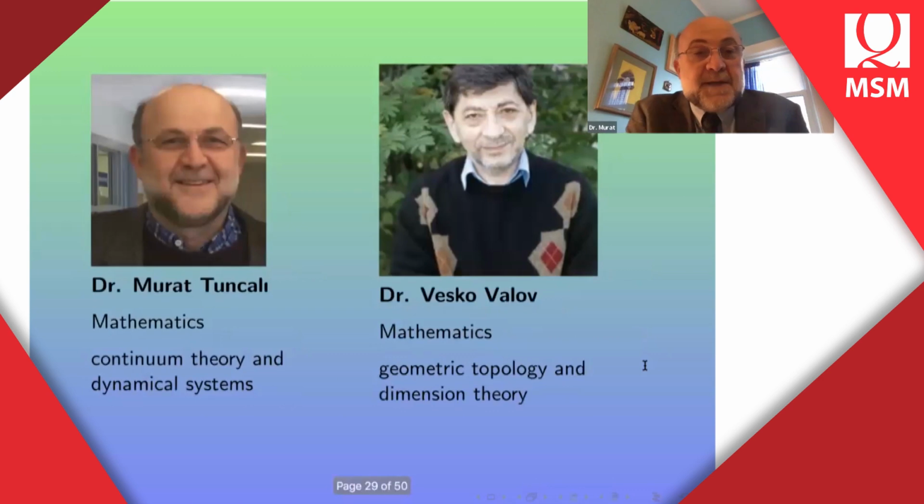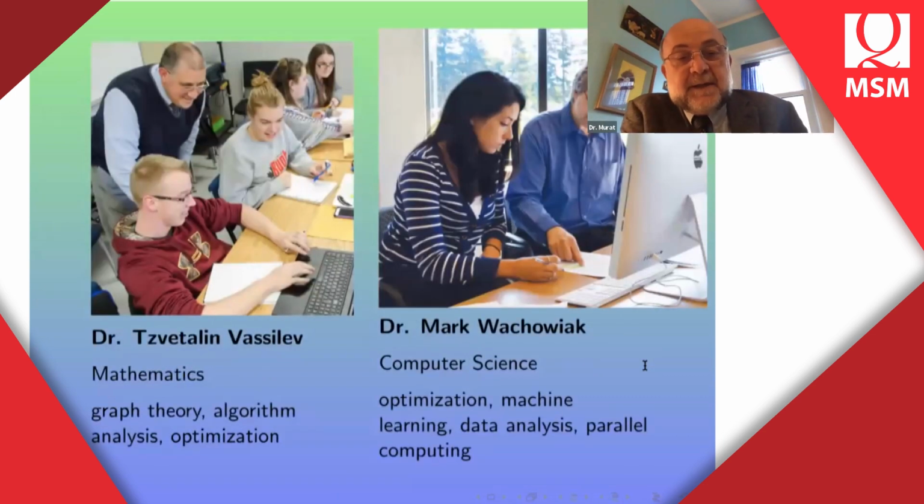And myself, I did my PhD at the University of Saskatchewan. I'm a graduate of Boğaziçi University in Istanbul as well, and I specialize in continuum theory and dynamical systems. Dr. Veska Wallow has a PhD from Sofia University, with a specialty in geometric topology and dimension theory, and he worked in Zimbabwe, Botswana, and South Africa before coming to Nipissing University. And Dr. Svetlin Vasilev's specialty is graph theory, algorithm analysis, and optimization. He is from Sofia Technical University, did his PhD at the University of Saskatchewan, and then worked in North Carolina for a while.